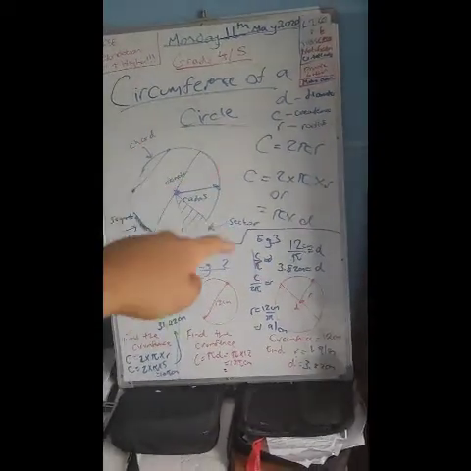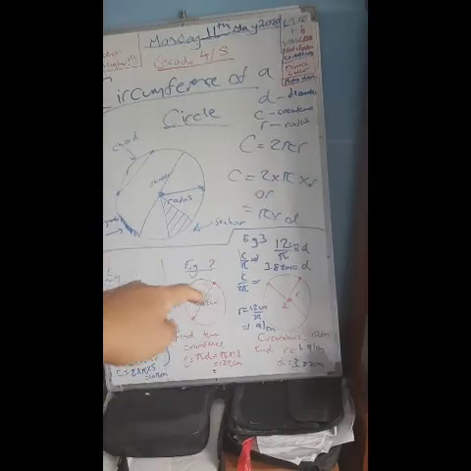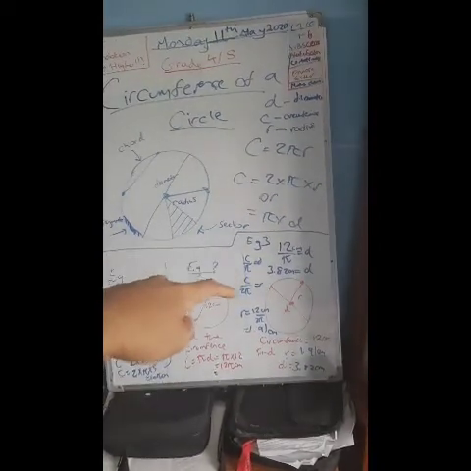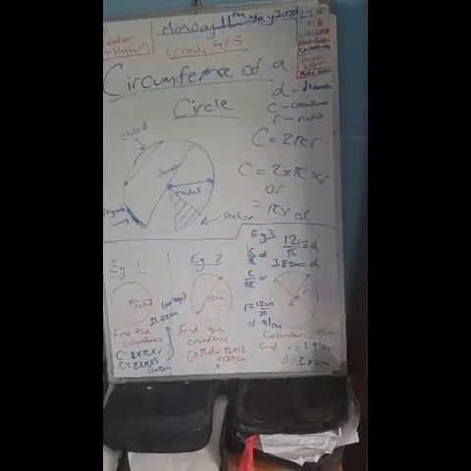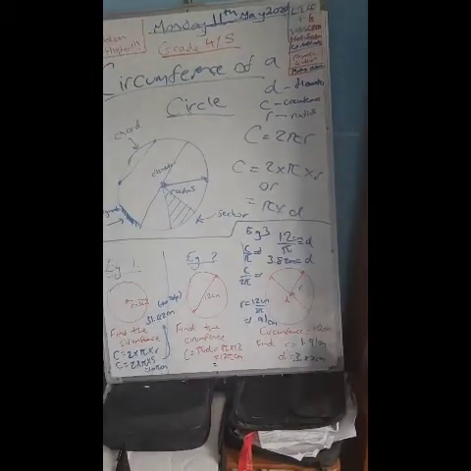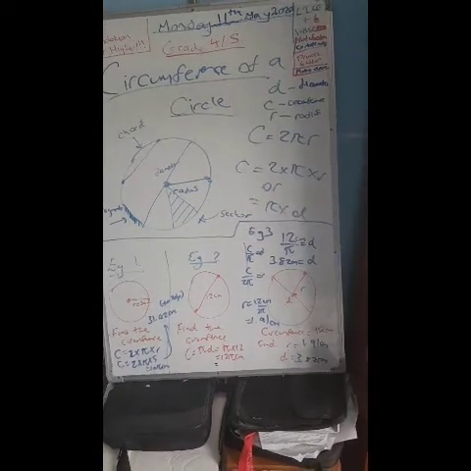So we know what c is, and we know what 2 pi is on our calculators. We put that in there. So 12 divided by 2 pi will give me 6 over pi, which is equal to 1.91 centimeters to 2 decimal places.